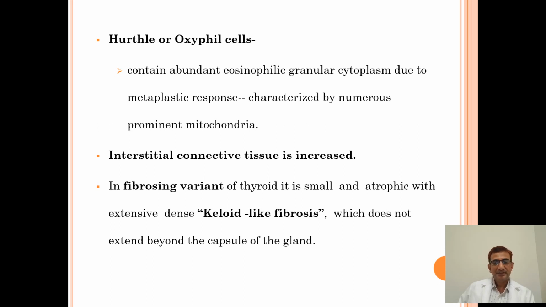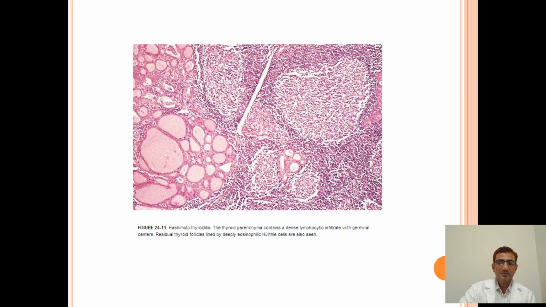The interstitial connective tissue is increased, and in the fibrosing variant of Hashimoto's thyroiditis, the thyroid is small, atrophic, with extensive dense keloid-like fibrosis which does not extend beyond the capsule of the gland.